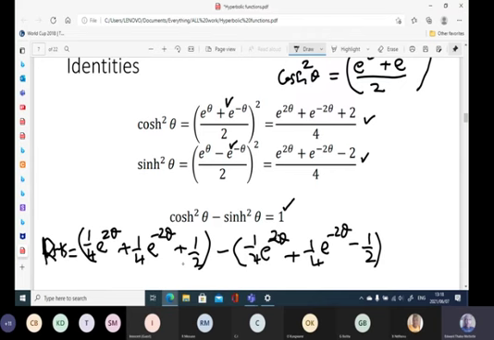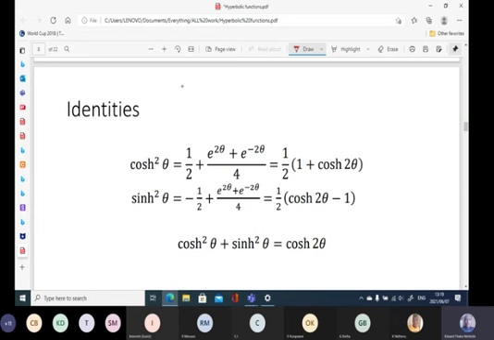Okay, so you can do that to prove other identities also. The other identity that you can prove here is this one: cosh squared theta plus sinh squared theta is equal to cosh 2 theta. Now we know that cosh theta is equivalent to e to the power theta plus e to the power minus theta all over 2.